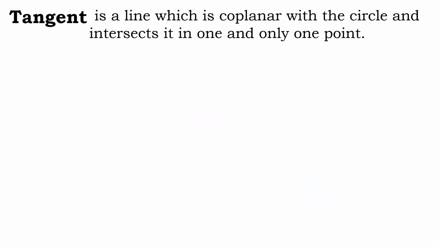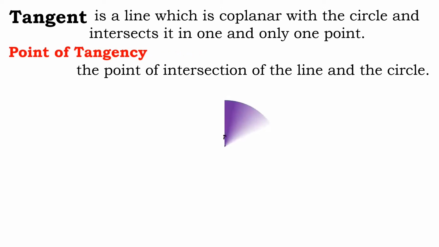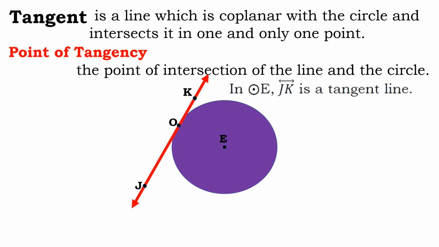Tangent is a line which is coplanar with the circle and intersects it in one and only one point. The point of intersection of the line and the circle is called the point of tangency. In circle E, line JK intersects circle E at point O. Therefore, in circle E, line JK is a tangent line and point O is called the point of tangency.